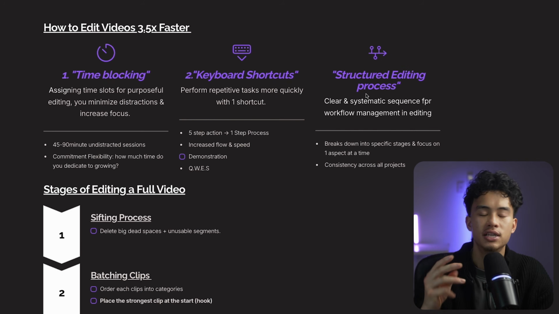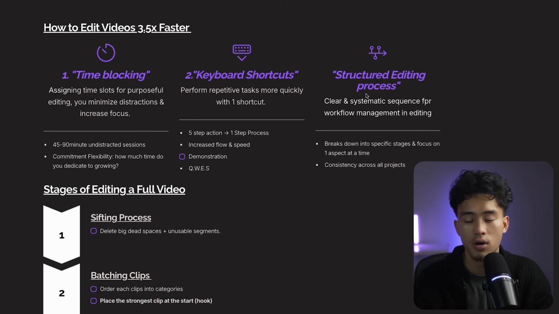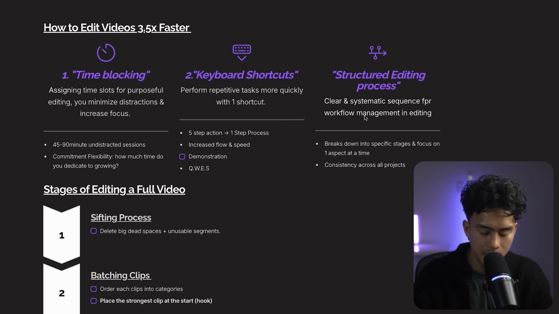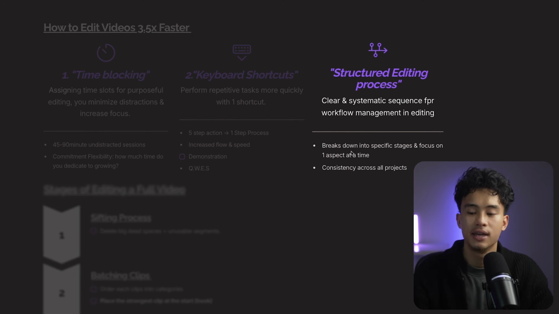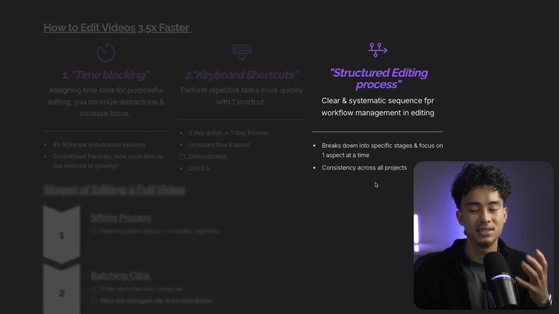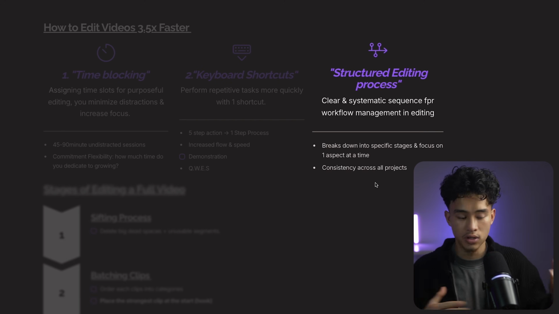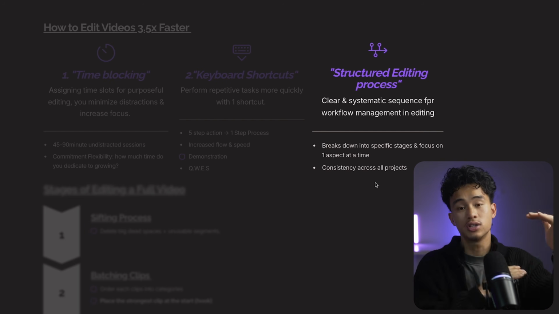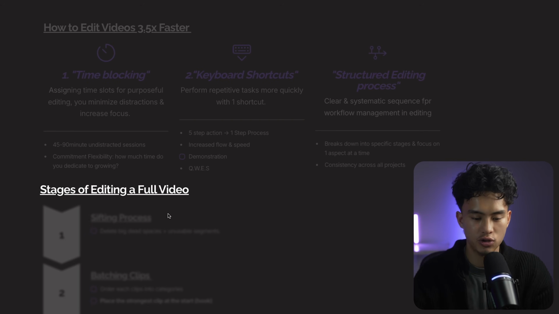Now, my third tip is using a structured editing process. Having a clear and systematic sequence for workflow management in editing. What I mean by this is that you break down into specific stages and focus on one aspect of editing at a time. This allows you to have consistency across all projects because you follow the same structure. So what do I mean by this? And let's go through it, right?